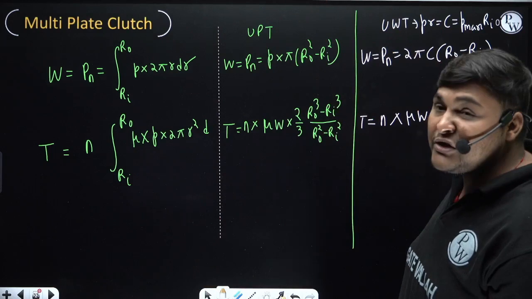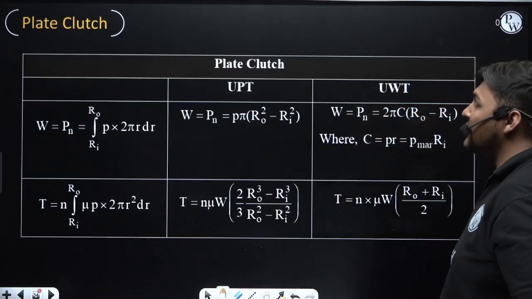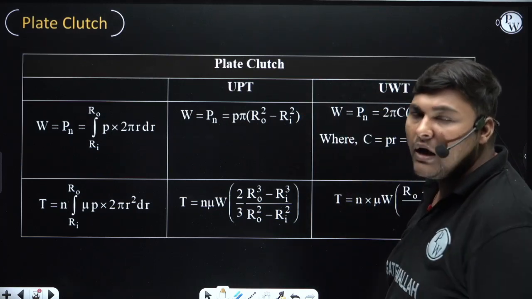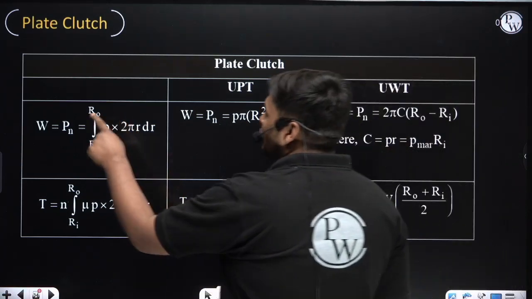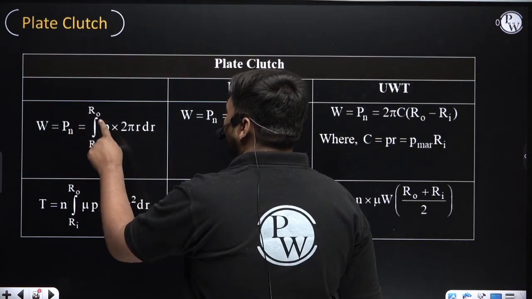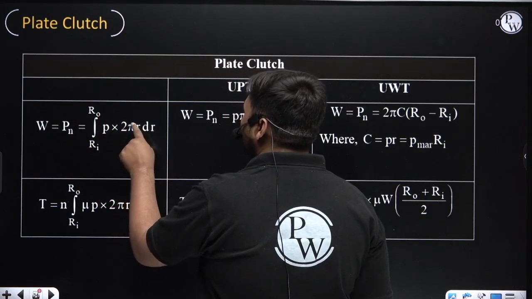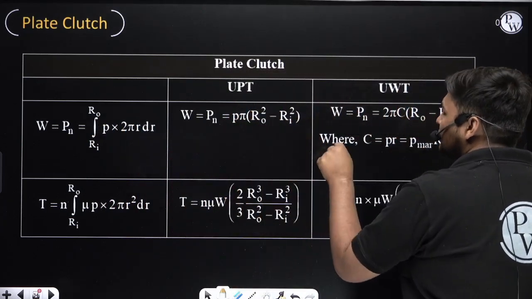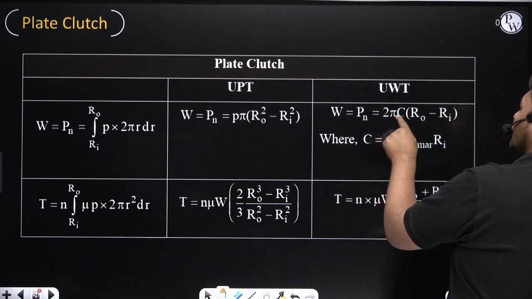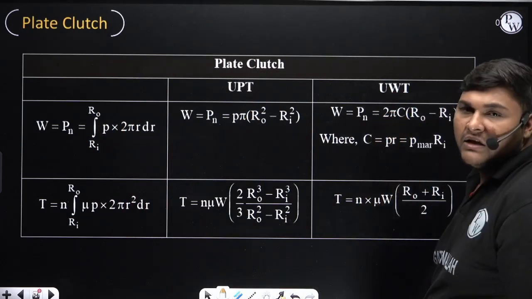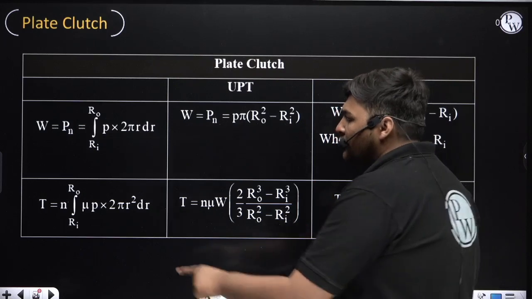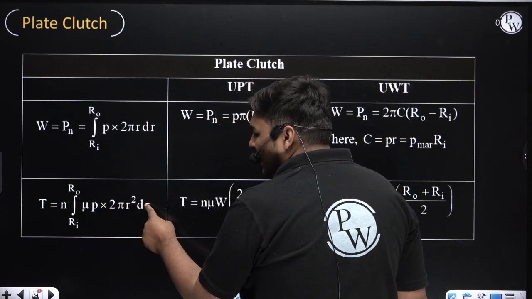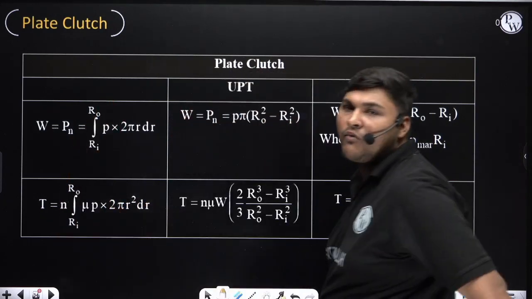If you summarize this whole discussion, the simple summary is that for a plate clutch, whether it is a single plate clutch, one side effective, both sides effective, or multi plate clutch, the expression of W or Pn will remain the same, and it is the integration from Ri to R0 of P into 2 pi R dr. By uniform pressure theory it will be P into pi times R0 square minus Ri square. By uniform wear theory it will be equal to 2 pi C times R0 minus Ri. Similarly, for all types of plate clutch, the formula to calculate torque transmitted is the integration from Ri to R0 of mu P 2 pi R square dr, and multiply this term by the number of pairs of contacting surfaces.